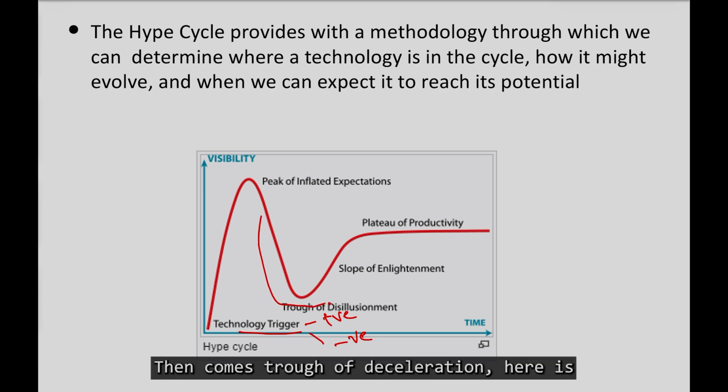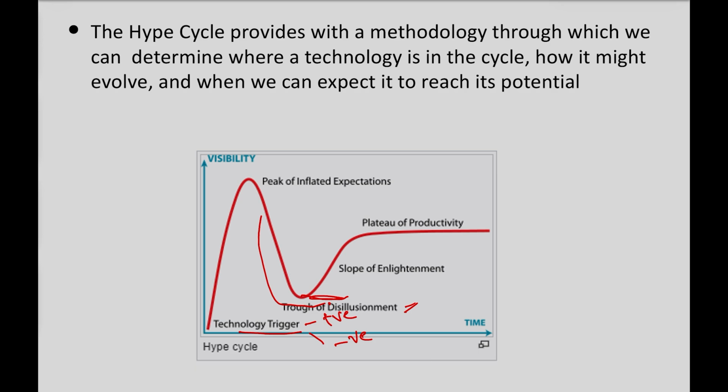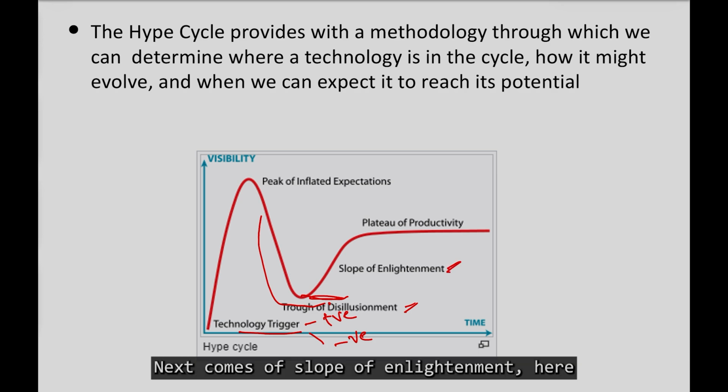Then comes trough of disillusionment. Here is where realization comes in, reality checks in, and you find out that this technology is not applicable for all industries, or that this technology will not come out of this trough of disillusionment. It will stay here forever. So you just discard the research for this technology and you go for alternative technologies. Next comes slope of enlightenment. Here a few companies for which this particular technology can be useful keep on researching and find out the best possible ways of implementing this technology in their company or their factory plant.